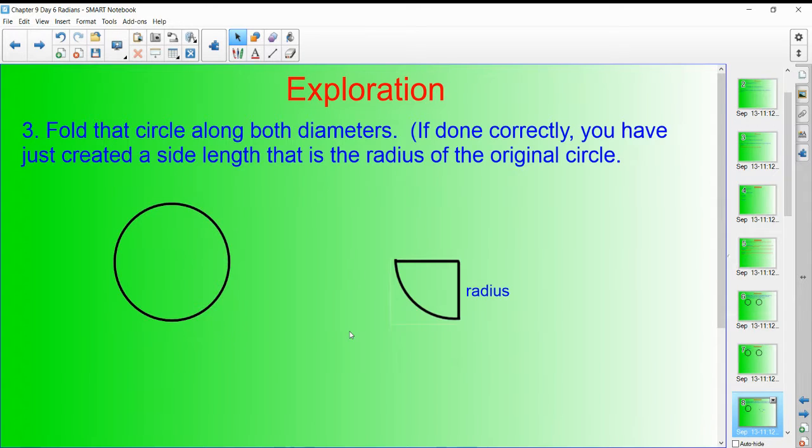Step three, fold the circle that you cut out into a quarter. So fold it along the diameter and then fold it along the radius. So fold it in half and half again. And now this length is the radius. Okay, so you created a folded circle that has two radii and the curved part. So a quarter circle.